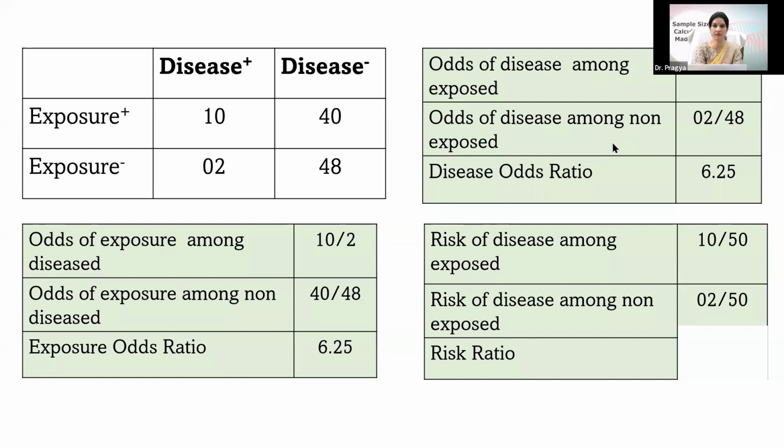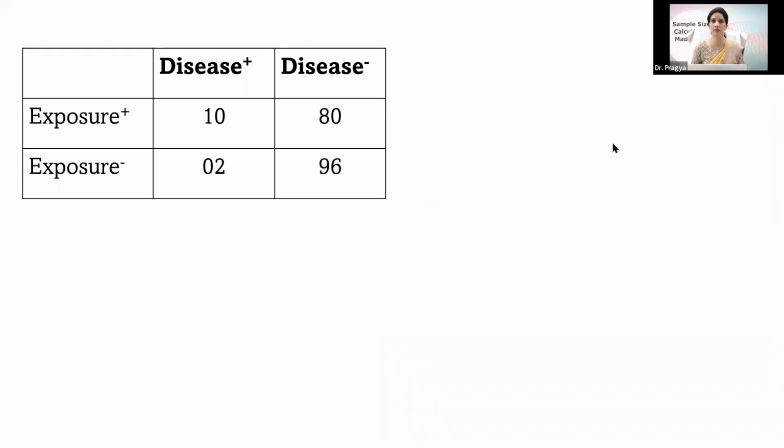Yes, it will be 10 by 50 divided by 2 by 50. Yes. And the numerical value will be 5. So you can see here that both the disease odds ratio and the exposure odds ratio are the same, but the risk is different. And this is when the disease is not very rare, then this happens. Now see another question.